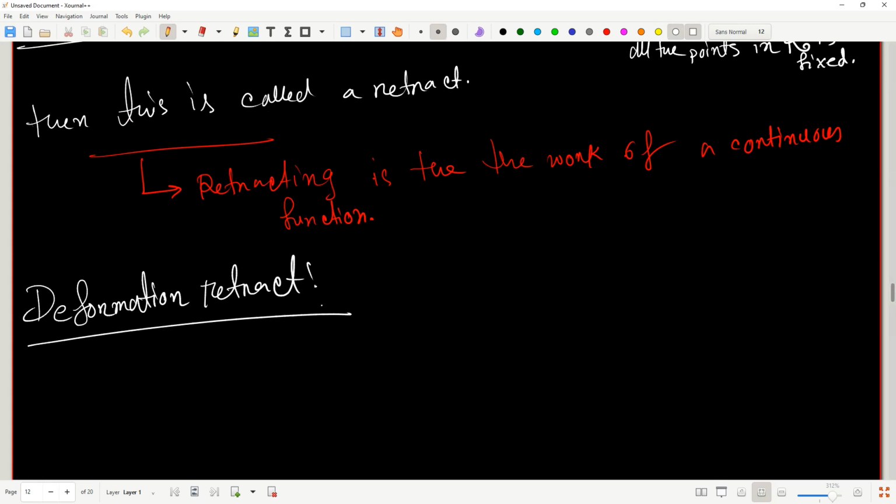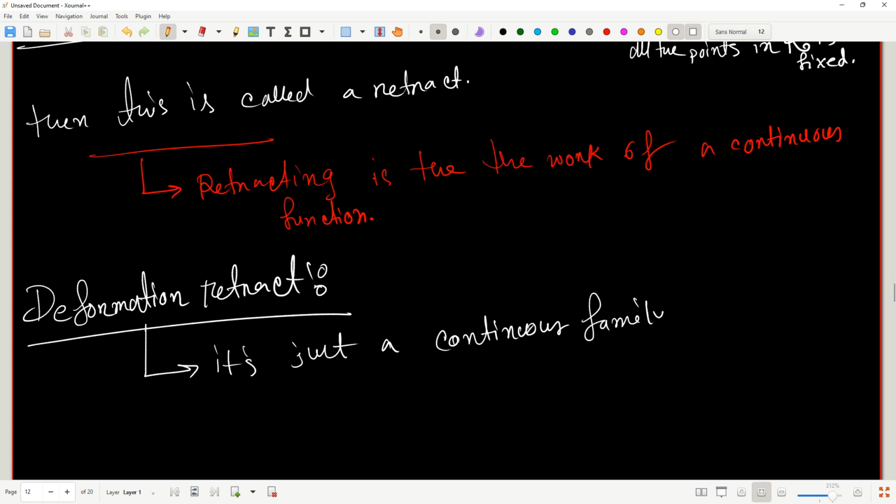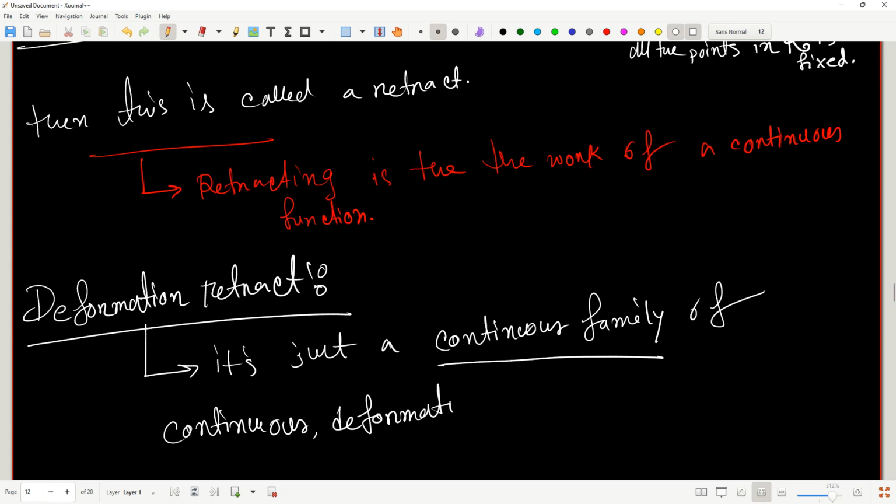In short, the deformation retract is nothing, it's just a continuous family of continuous deformations. That means, this is actually a homotopy. That's what we mean by a continuous family of continuous deformations.